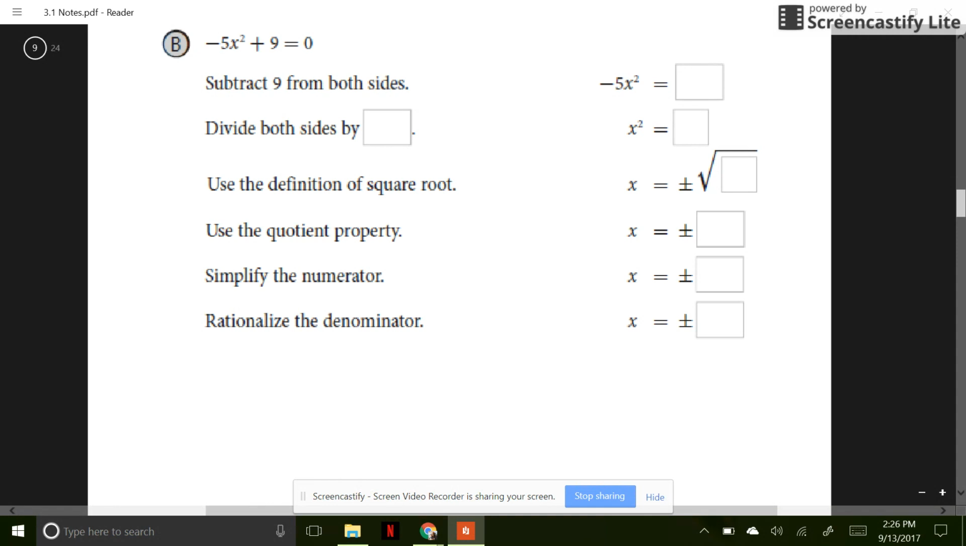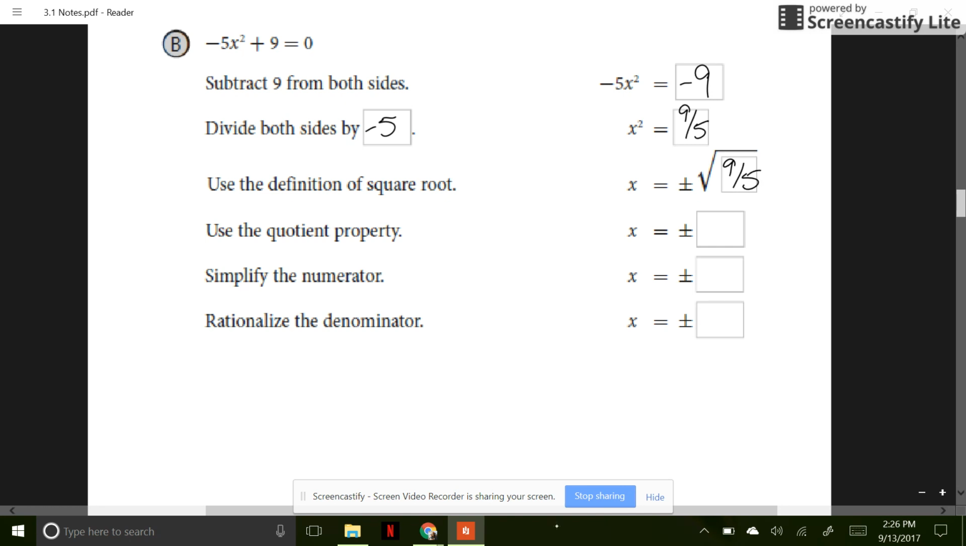If we wanted to try another one, okay, first step, again, we have to isolate that x squared term. So we need to subtract 9 from both sides. Then we'll have to divide both sides by -5. In doing that, we'll get -9 divided by -5, which would get us a positive 9 over 5. So now we have to take the square root of both sides.